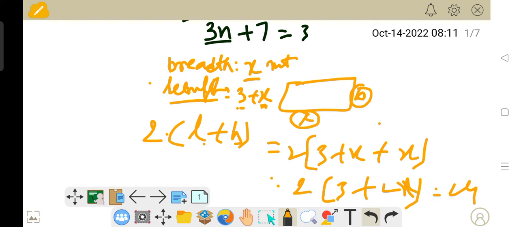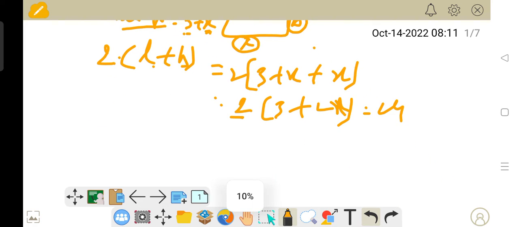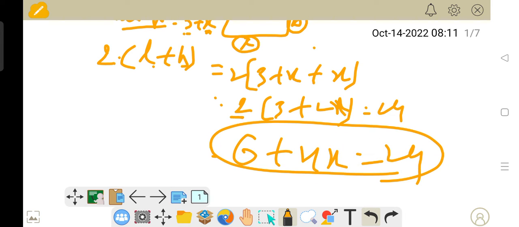Equals to 24. This is the equation, which means on multiplying 2 into the brackets, it gives the answer which is equals to 2 3s are 6 plus 2 2s are 4x equals to 24. On solving this we can find out what is x, then what is breadth, what is length. Okay, this is example 1 in the 7th textbook semester 1.